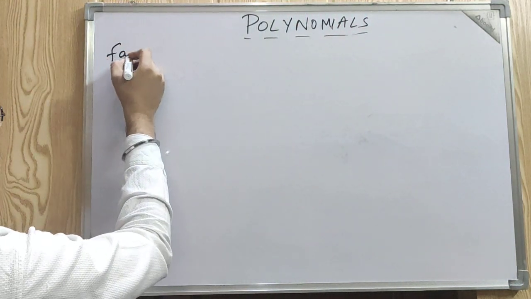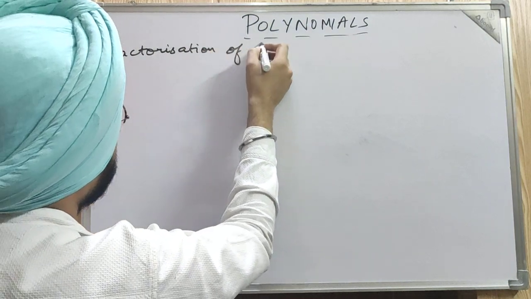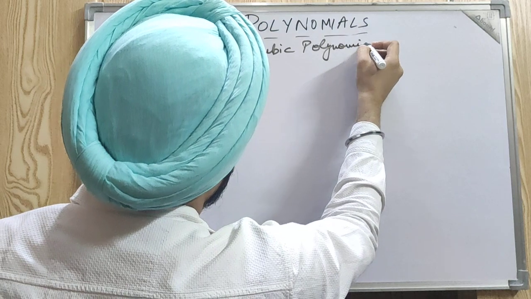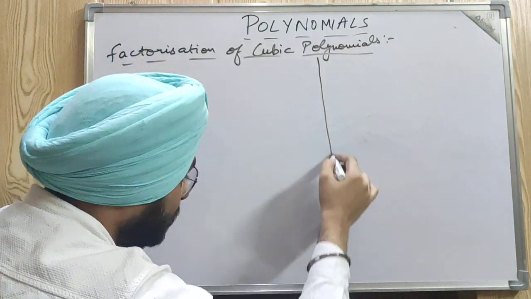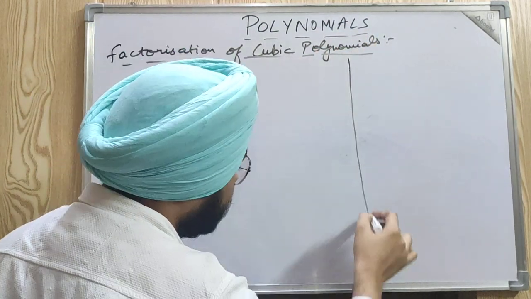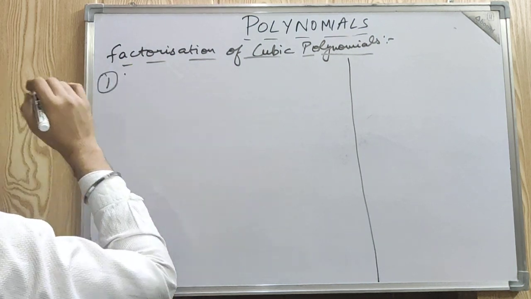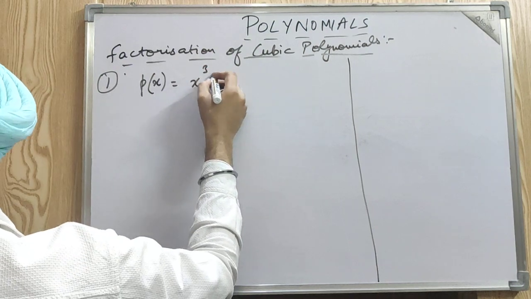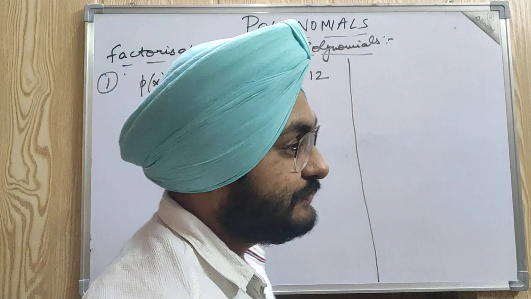So I'm writing here the factorization of cubic polynomials. These are somewhat lengthy questions, so please keep in mind the steps which I will be doing here. Okay, so now I'm taking a question first. I'm taking the polynomial x cube plus 3x square minus 4x minus 12.